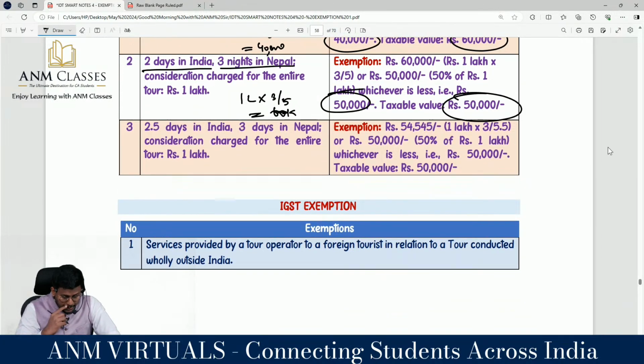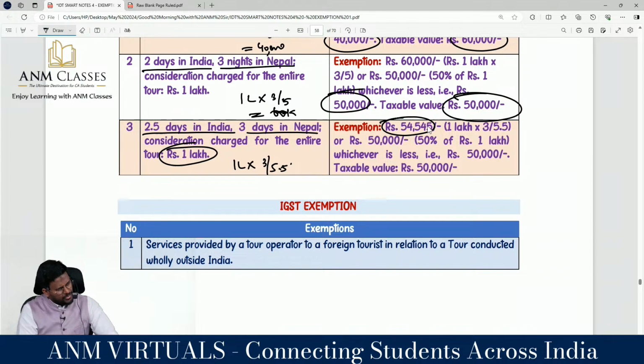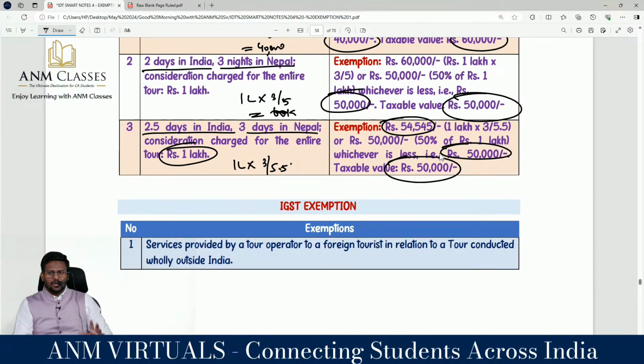Comfortable? Yes, sir. 2.5 days in India and 3 days in Nepal. Total comes to 5.5 days. Total consideration charged is 1 lakh. So 1 lakh into 3 by 5.5 comes to 54,545, or 50% of the consideration, 50,000. Whichever is lower, 50,000 is exempted and 50,000 is taxable. So if a tour operator situated in India is providing tour operator services to a non-resident situated outside India, partly in India and partly outside India, the part outside India will be exempted in India.